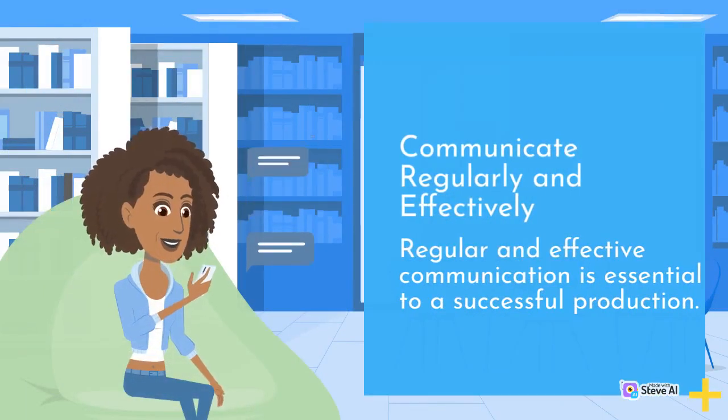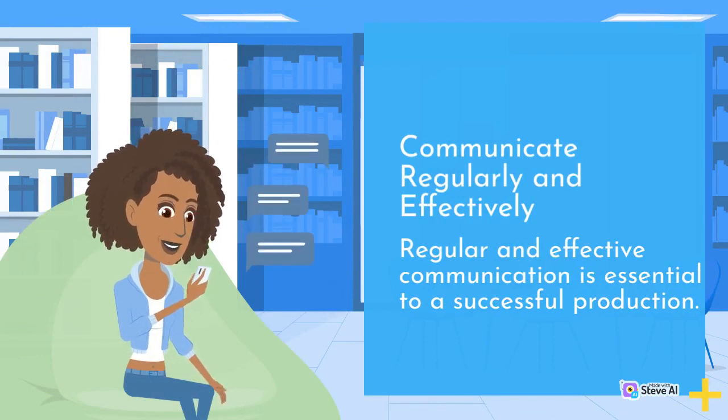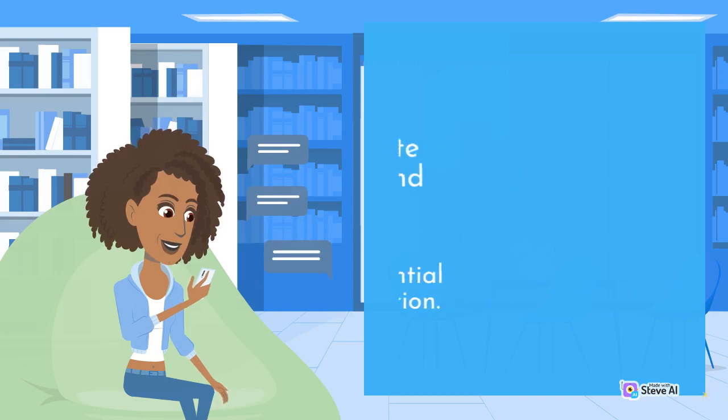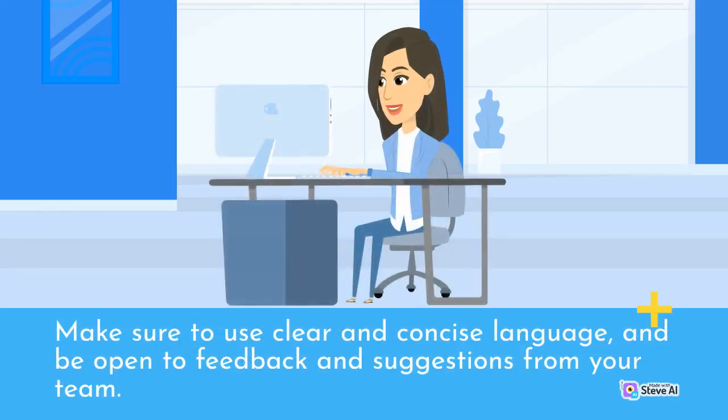Communicate regularly and effectively. Regular and effective communication is essential to a successful production. This includes daily check-ins, team meetings, and updates on the progress of the production. Make sure to use clear and concise language, and be open to feedback and suggestions from your team.